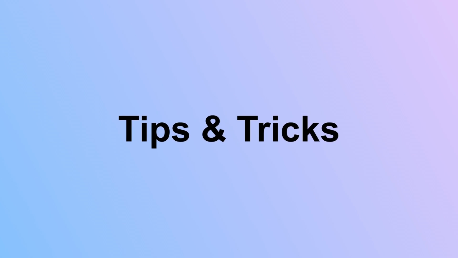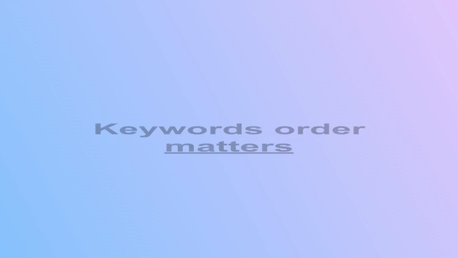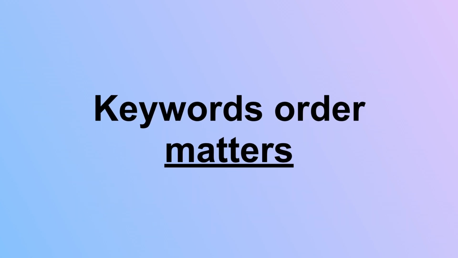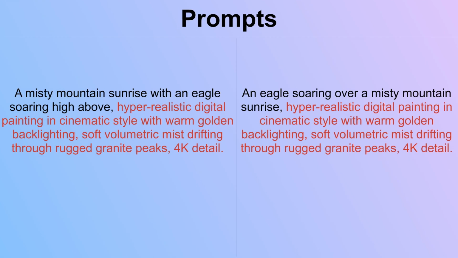Here are a few tips and tricks to refine your prompts. First, it is important to know that keyword order matters. Take these two prompts as examples. The gray part is exactly the same for both of them, and the subject has the same elements, eagle and mountain, but in the first prompt, the mountain is mentioned first, and in the second, the eagle is mentioned first.